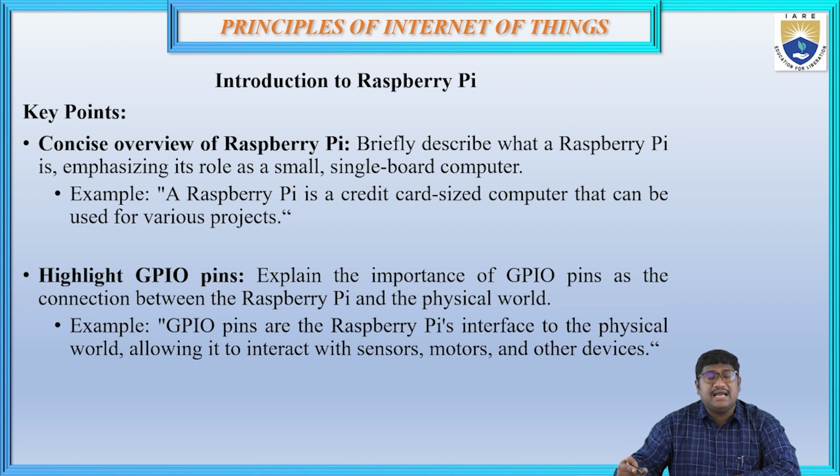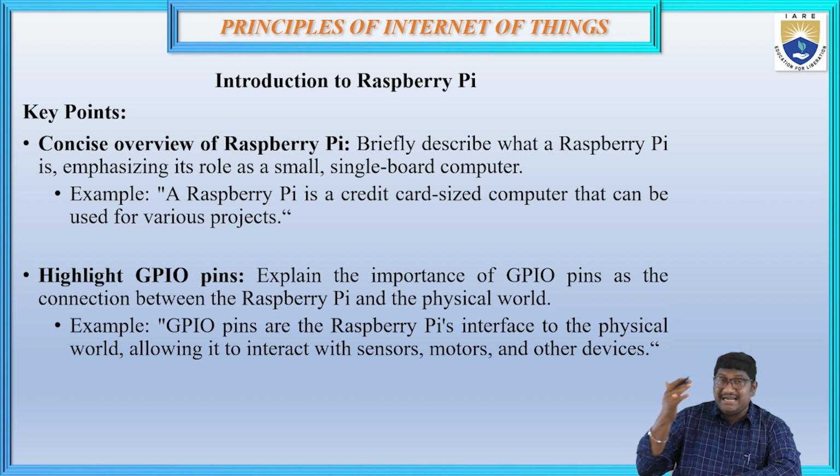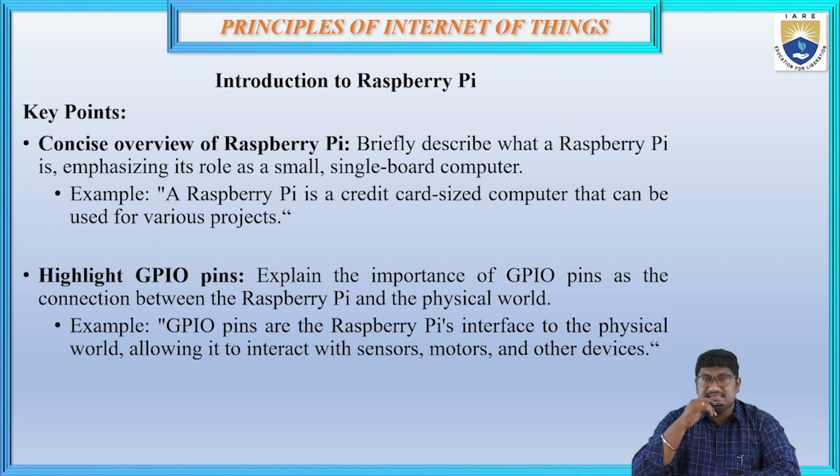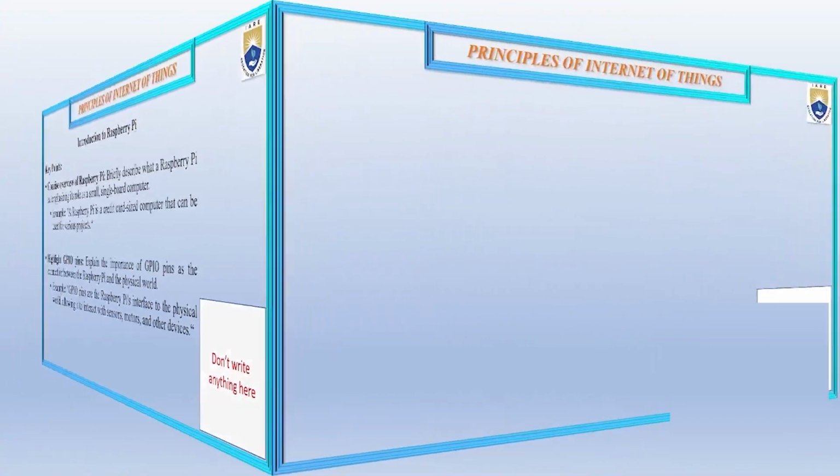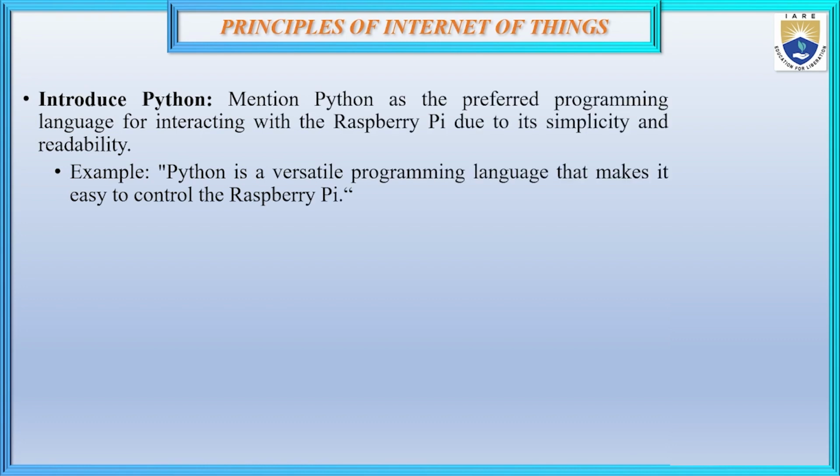Why do we need to highlight these GPIO pins which exist in this particular device? Because we have some pins which are connected on the Raspberry physical board. These pins act as an interface between the Raspberry Pi and physical world devices such as sensors and motors, which are connected with our physical devices, guys. That's why we need to tell these things.